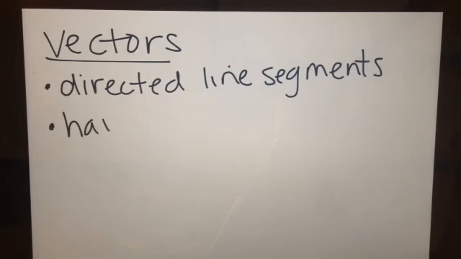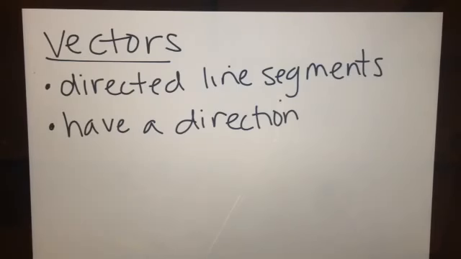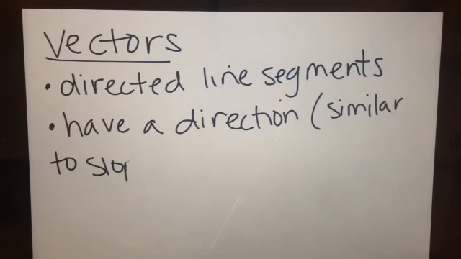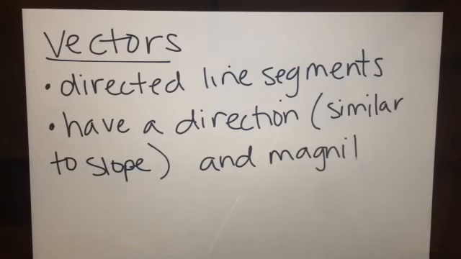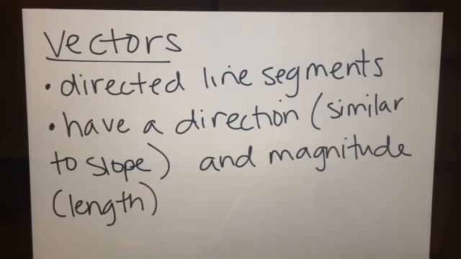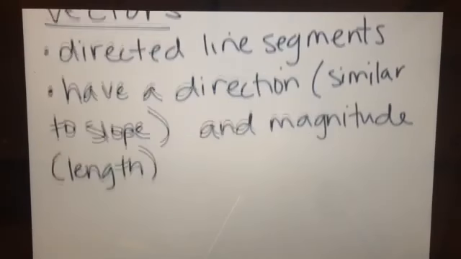Vectors have a direction, which in your mind will be something that's kind of similar to slope. Meaning it's what happens to the x and the y coordinate, so horizontal and vertical components. And magnitude, which in this unit is going to be the math vocabulary term that really means the length. So when we talk about the magnitude of the vector, we're really talking about how long it is.